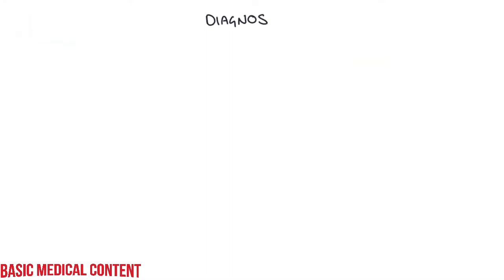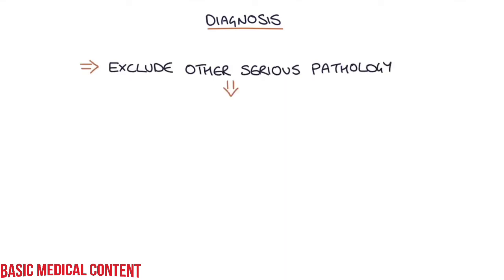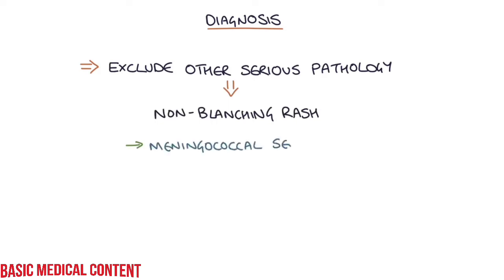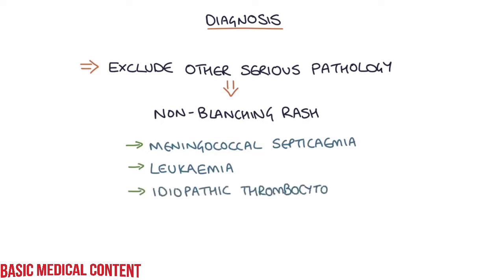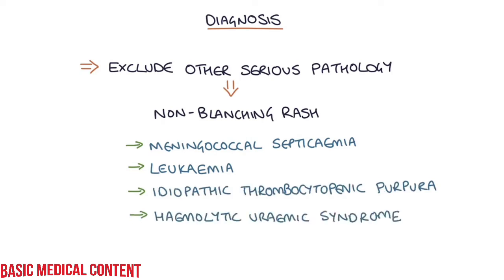Let's talk about diagnosis. The most important initial step is to exclude other serious pathology with any child who's presenting with a non-blanching rash, and these are serious conditions such as meningococcal septicemia and leukemia. It's worth remembering that idiopathic thrombocytopenic purpura and hemolytic uremic syndrome are also differential diagnoses for a non-blanching rash.